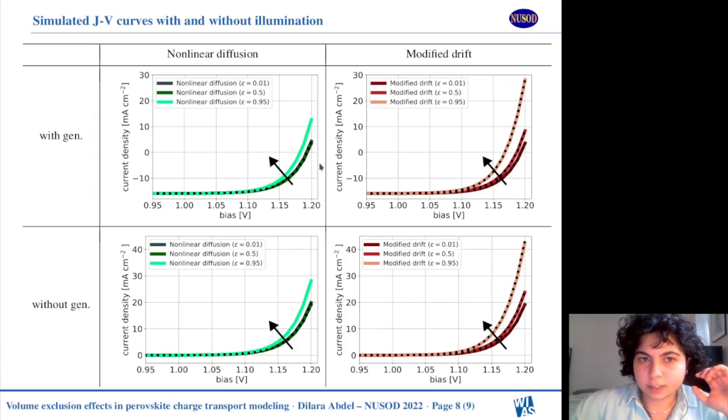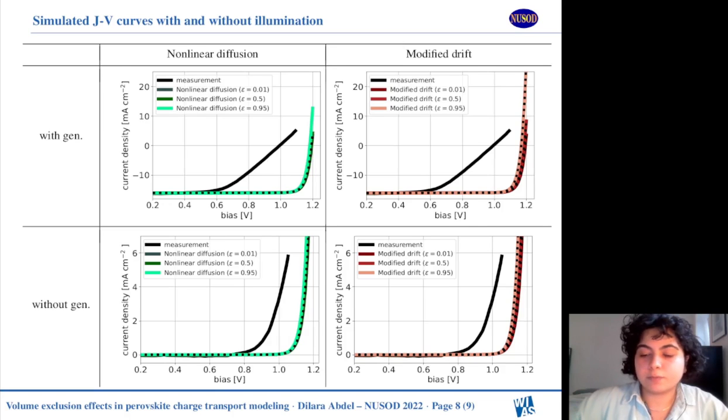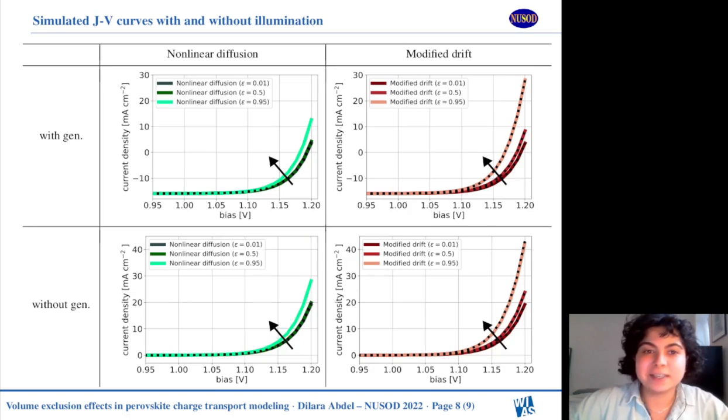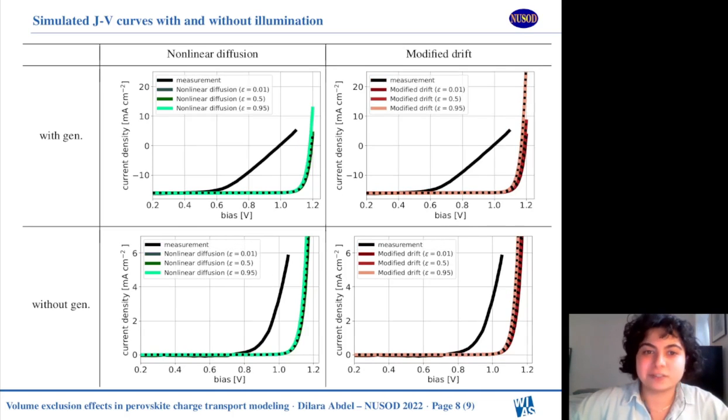Now, bringing these simulated curves in a relation with measurement curves, one may argue that the difference between either nonlinear diffusion or modified drift may be minor, but for the sake of simplicity, we neglected other effects such as surface mechanisms. But these kinds of effects may play a role and might affect the behavior of the model differently when assuming either nonlinear diffusion or a modified drift.